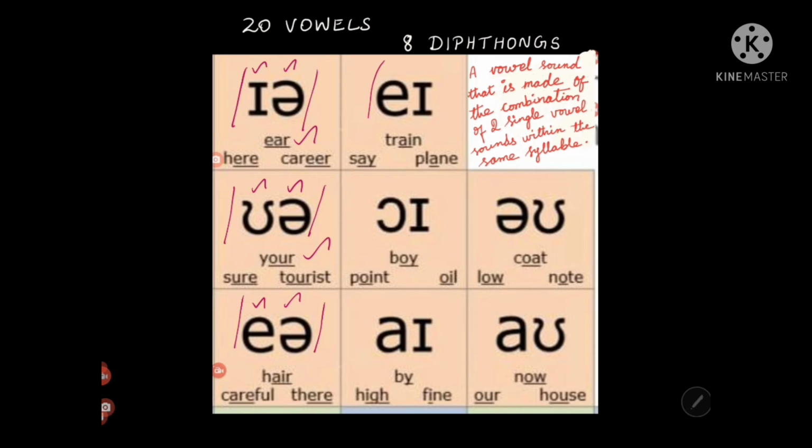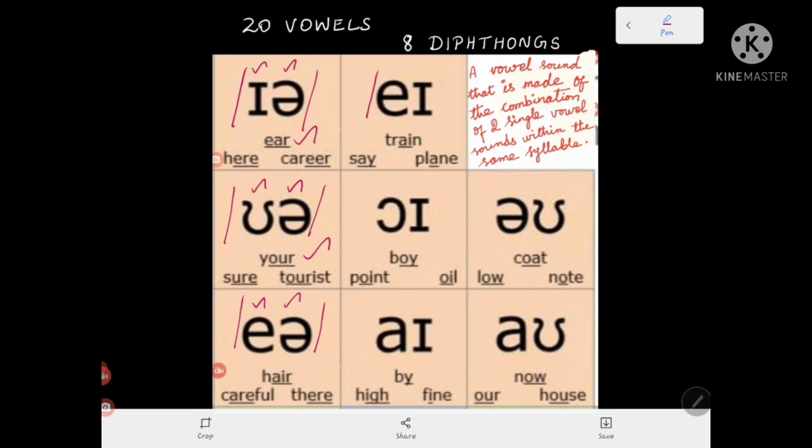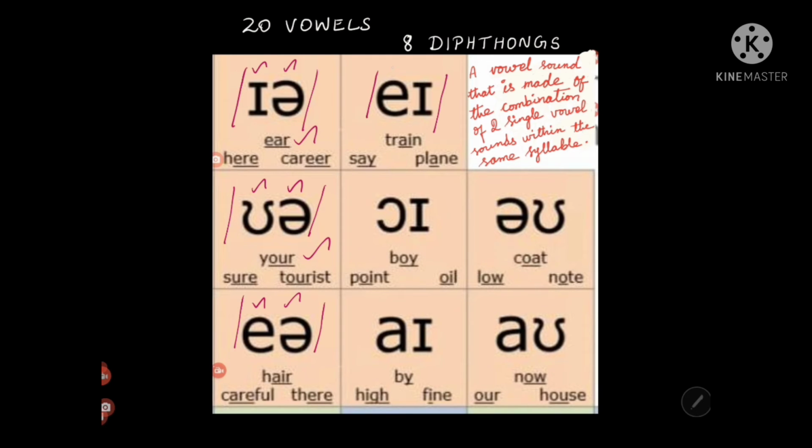Now see this line, we have the E sound at the end. A, E: train, say, plane.